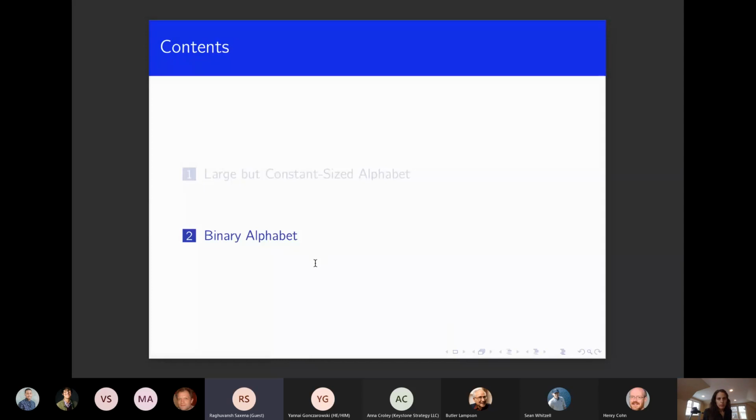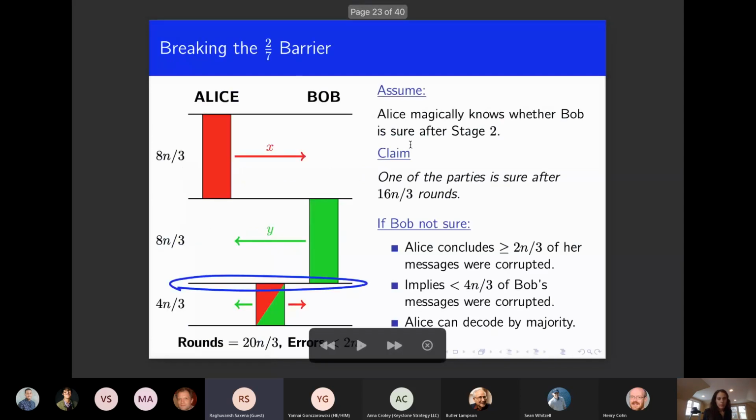So this is the next part of the talk, but this is a good place for questions about this part of the talk, if there are any. Can I ask a question? Yeah. So this assumption that Alice magically knows, do you realize this assumption or do you assume it?